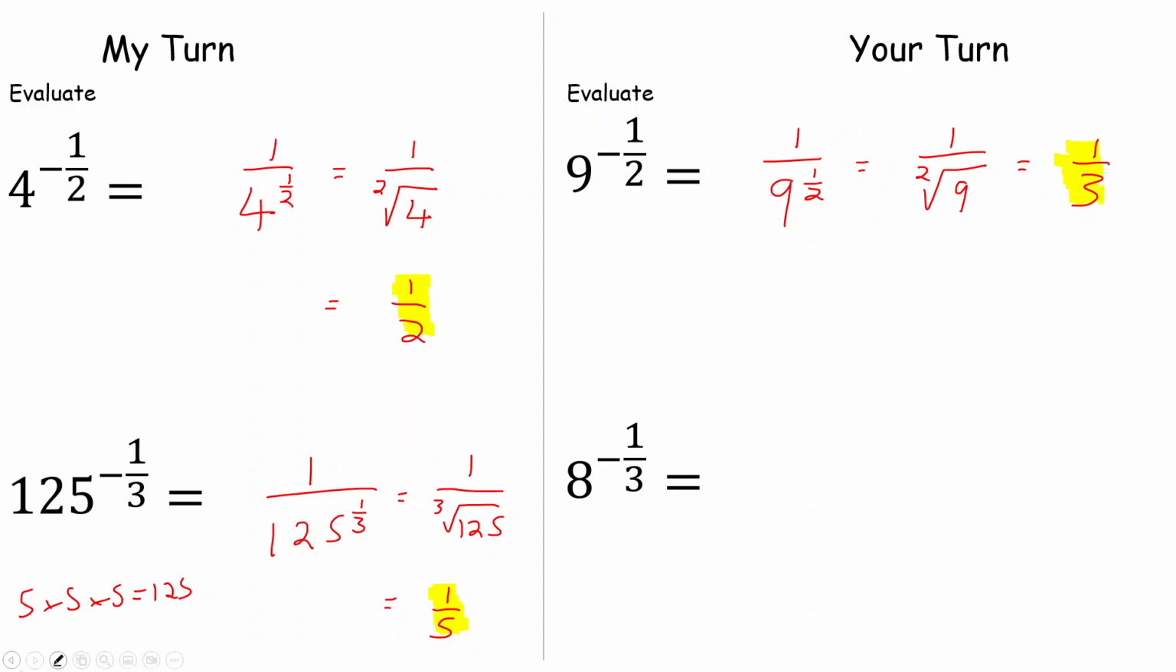And last but not least, we've got 8 to the power of negative 1 over 3. Again, negative power means you do 1 over your number. You take the reciprocal, so 1 over 8. The power is 1 over 3. And then fractional power means you're rooting your number, which is 8. The root that you take is the denominator of the fraction, so the cube root of 8. And the cube root of 8 is going to be 2, because 2 times 2 times 2 gives you an answer of 8. So it's going to be equal to 1 over 2. And that is your answer for this one.